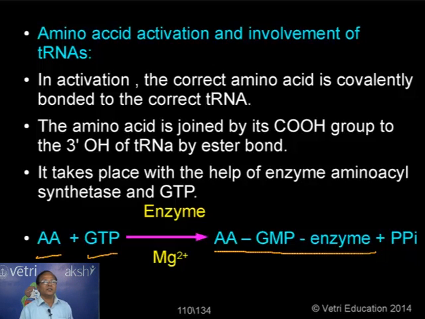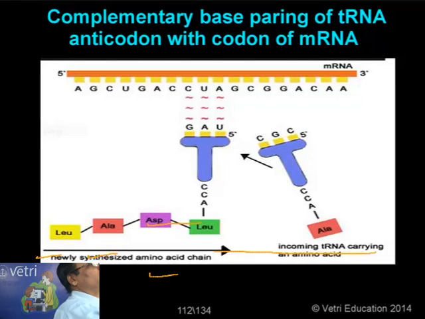Energy has been added. The activated amino acid can only join with the tRNA. That's why it should be activated first. This is done with the help of amino acid synthetase along with magnesium ions, with pyrophosphate as the result. So this is what is called activation.